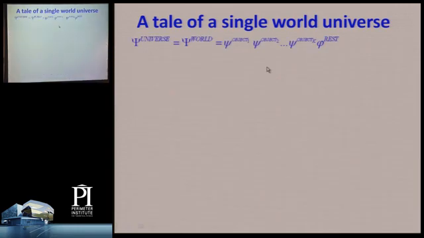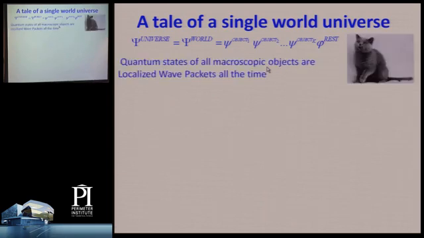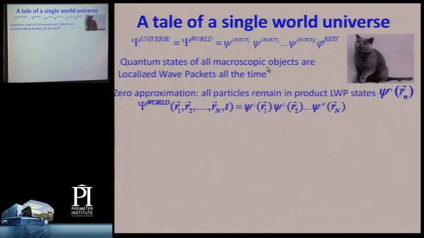Now, in this universe, there is only one world. No splitting. In fact, there is a product state of all objects, because all objects are in a particular well-defined state. All cats, nobody plays with them, cats are in a particular state. They're all well localized all the time. Again, not for a very long time, there is a spreading. But for reasonable time, they can be well localized. Now, in zero approximation, which is really not physical, all particles are in product states.